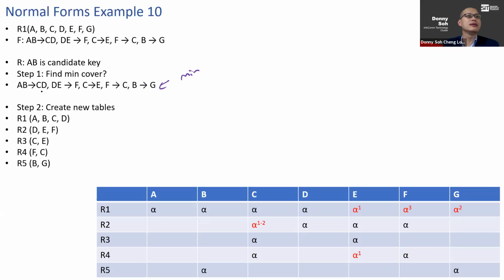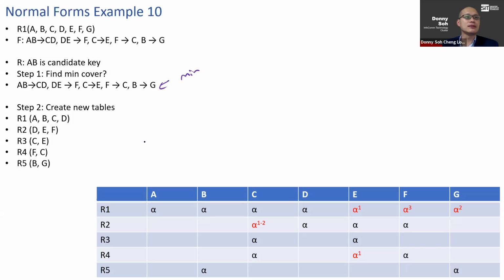So AB, CD will be one table. DEF is another table. CE is another table. FC another table. BG another table. Okay, let's see if there's any table that we can combine or not. Actually, for this scenario, there's no table that we can combine. So we cannot combine any tables in this scenario.